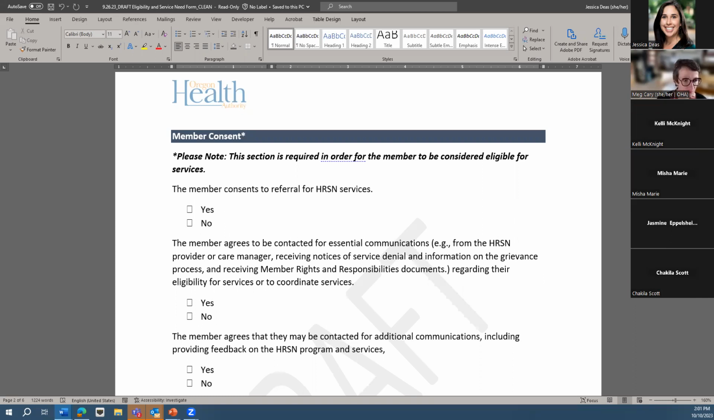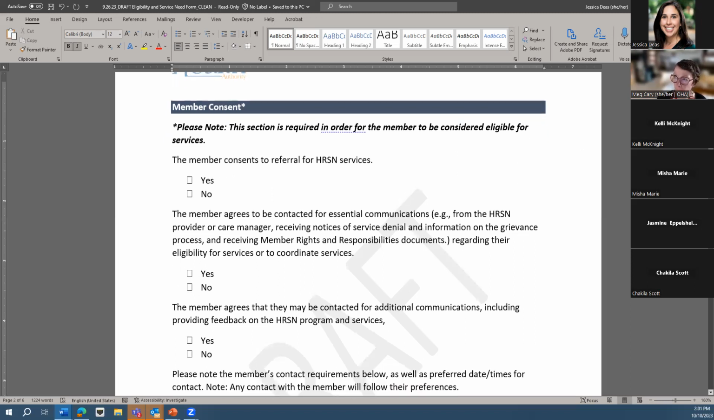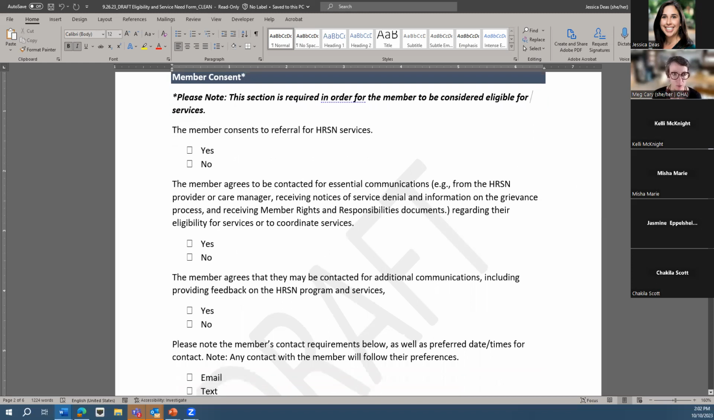And now the next section of this form focuses in on members giving consent to be referred to the health-related social needs services, to be contacted. And I will add two things to this section for your all's consideration. The first is that we anticipate that at least some of the eligibility criteria individuals will self-attest to.